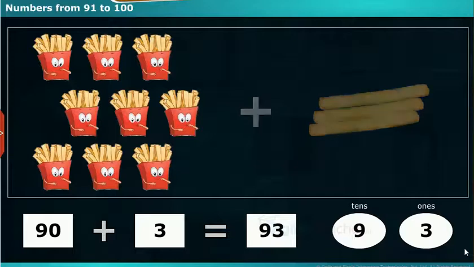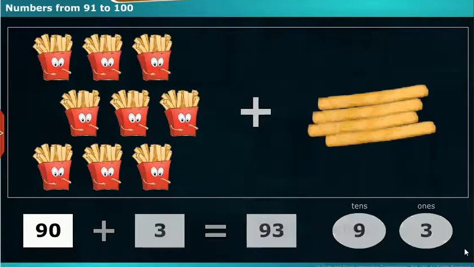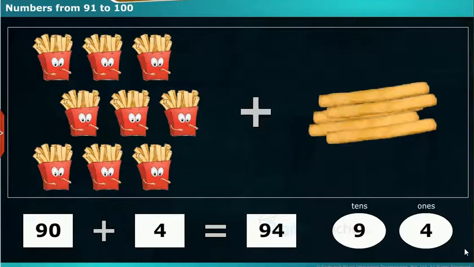Again, he ate 1 more fry. So, 90 plus 4 is equal to 94. Total is equal to 94 fries. Once again, he ate 1 more fry. So, 90 plus 5 is equal to 95. Total is equal to 95 fries.